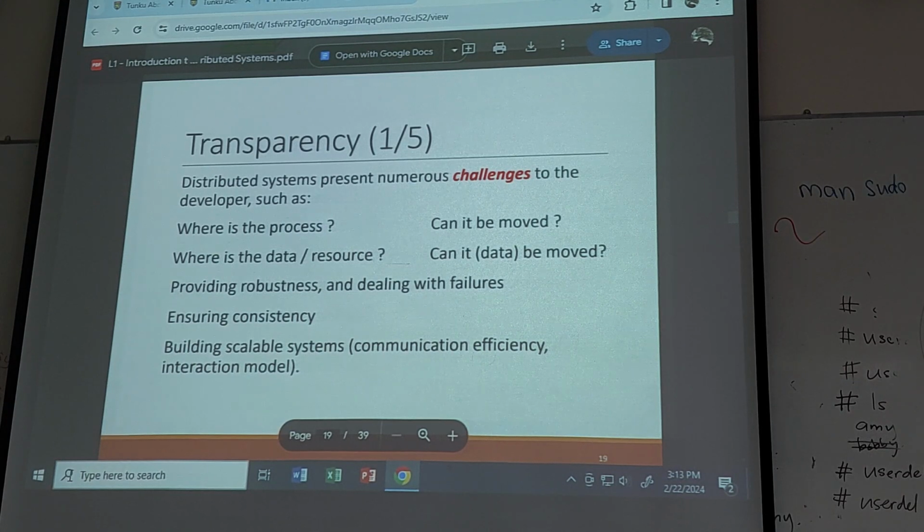And also to ensure consistency. For example, when I do some banking, let's say the database does the debit and credit of my account, for example, right? I withdraw 50 ringgit, but when I withdraw the 50 ringgit, the server actually breaks down.